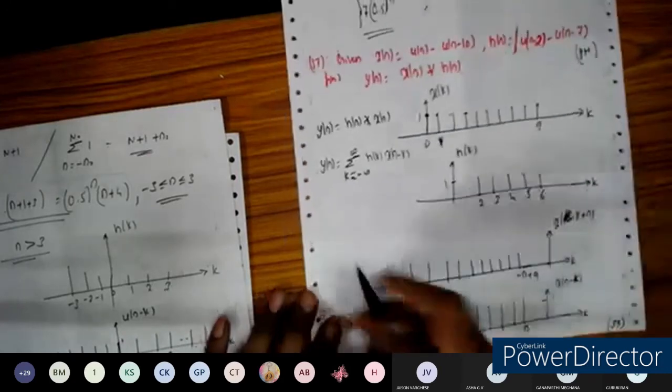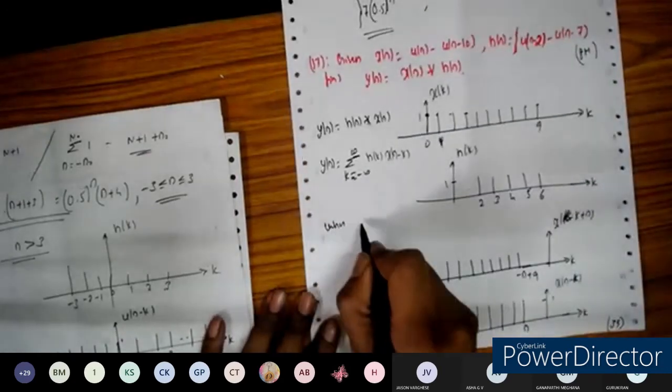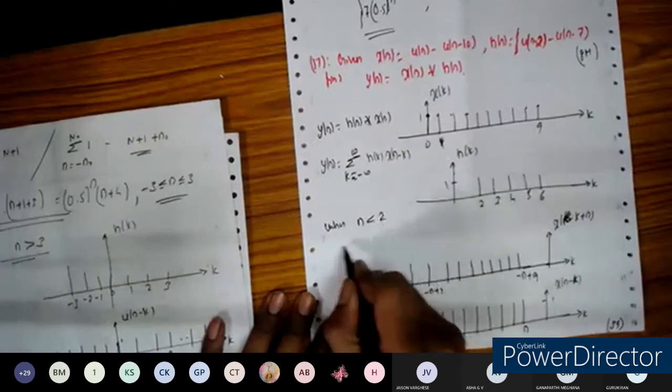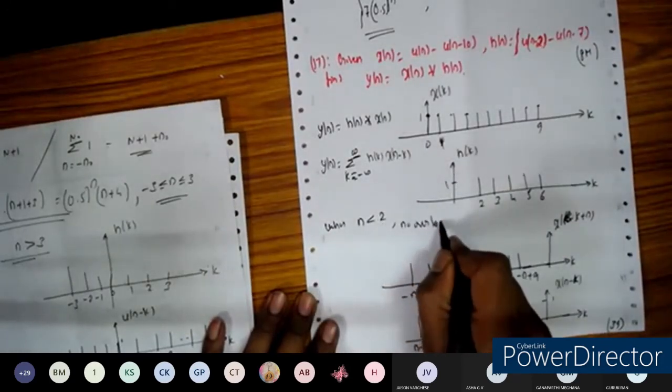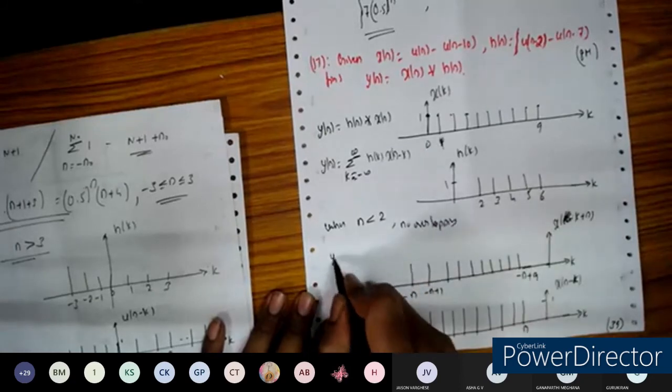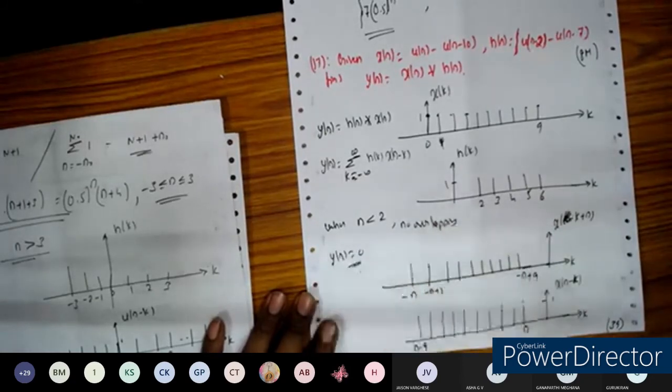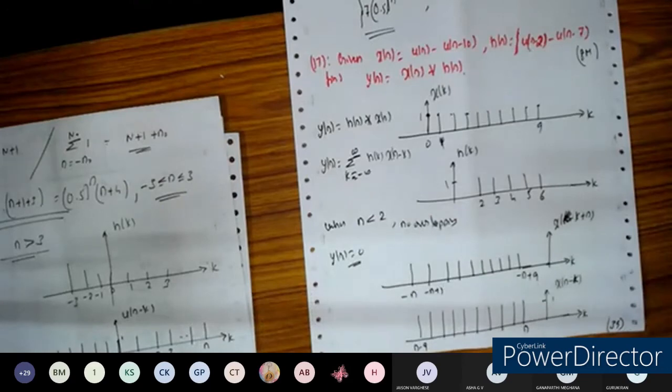So there is no overlapping when n is less than 2. No overlapping of the waveforms. So therefore y of n is equal to 0 here. Y of n will be equal to 0. Okay, so that's the first case we can take.